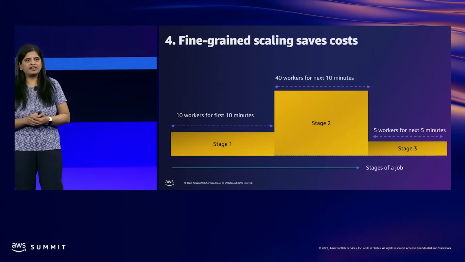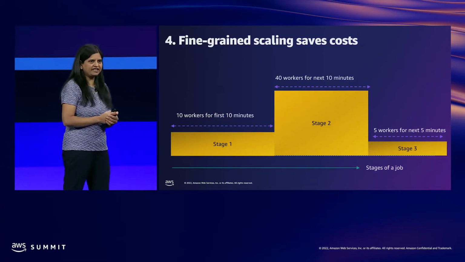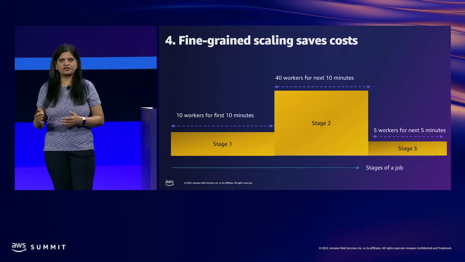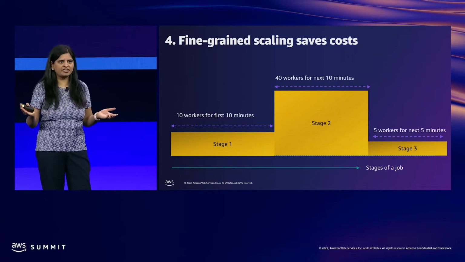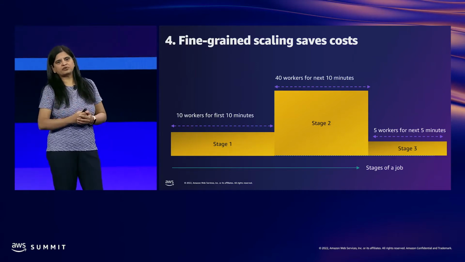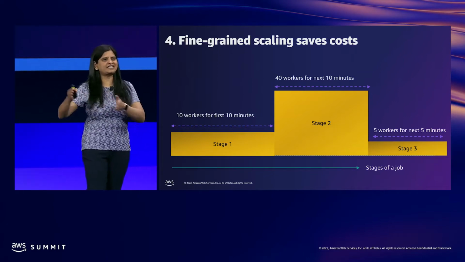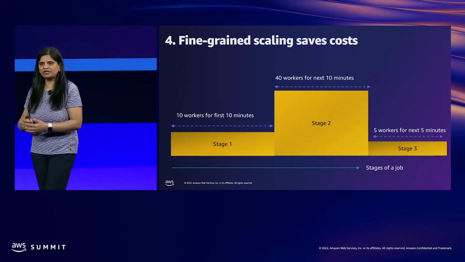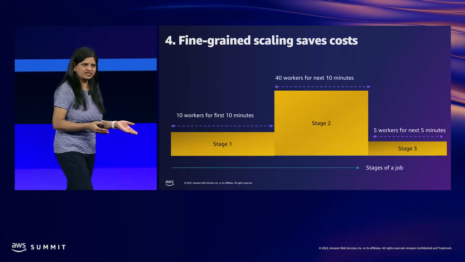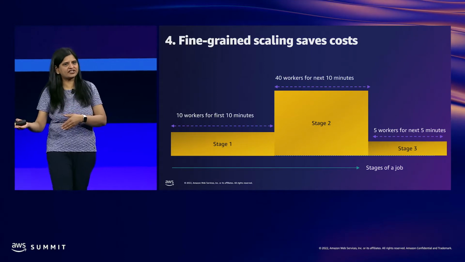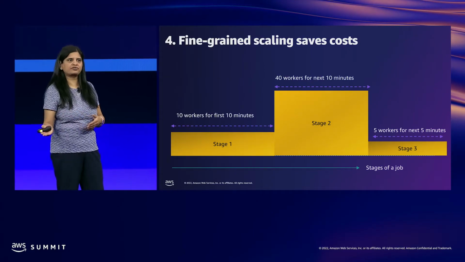As I mentioned a little bit earlier, we implemented something called fine-grained scaling with EMR. As you can see in this picture, if you're running your Spark or Hive jobs, your job is divided into stages. And EMR Serverless automatically determines the number of workers that are needed at each stage of your job. So in this example that you see on the screen, I have 3 stages in my Spark job. The first stage requires 10 workers for 10 minutes. Second stage requires 40 workers for 10 minutes. And the last stage requires only 5 workers for 5 minutes.